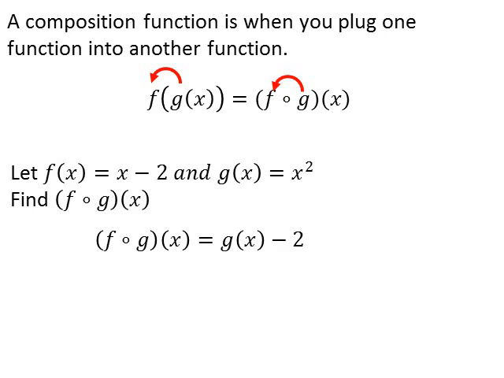But I don't have to leave it like that because I know what g of x equals, and in this case g of x equals x squared. So I would plug that in. That gives me x squared minus 2. And remember, every time you plug in, make sure you use parentheses because that might make a difference or it might not. In this case, it does not. So f of g of x is x squared minus 2.